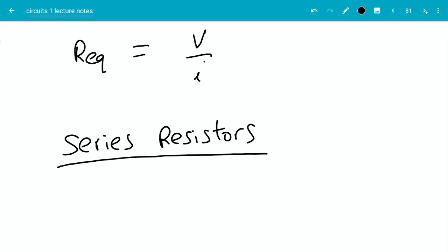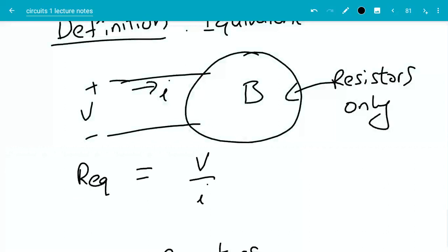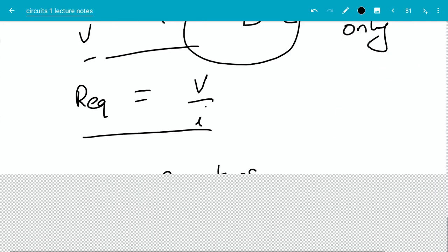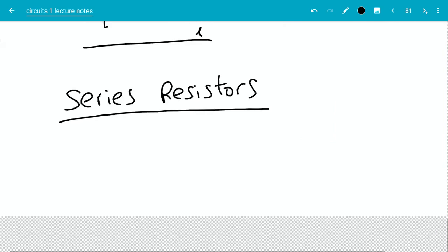Note that in all the discussions so far, when I say a part only has resistors, I'm not saying anything about how the resistors are connected. They could be connected in any arbitrary way. This is always valid, the equivalent resistance. Now we're going to look at some very specific connections instead of any arbitrary connections.